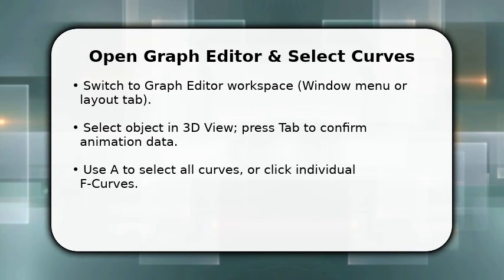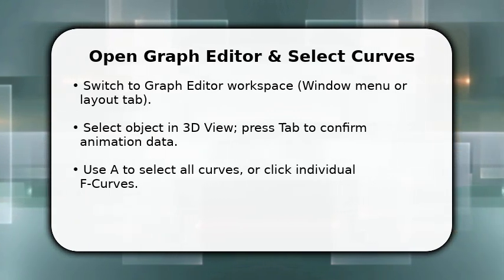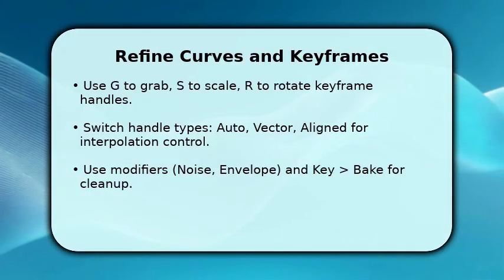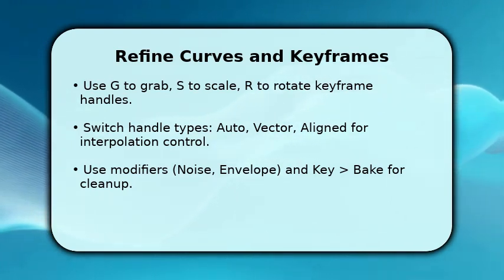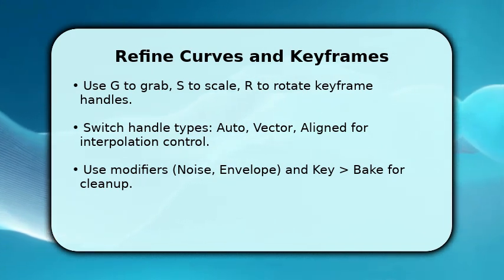Now you refine motion by manipulating keys and handles. Press G to move keyframes and adjust timing, or S to scale timing ranges. Change handle types to control interpolation. Auto smooths, vector makes sharp transitions, aligned preserves slope continuity, because the handle determines motion feel.